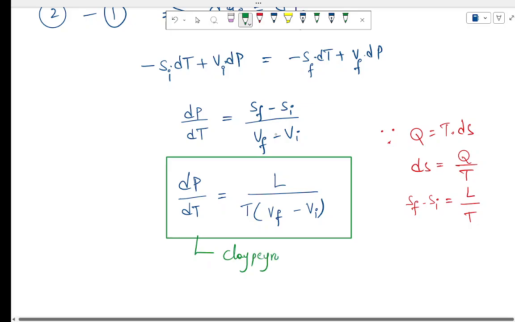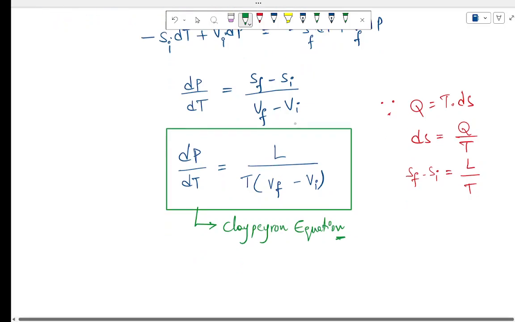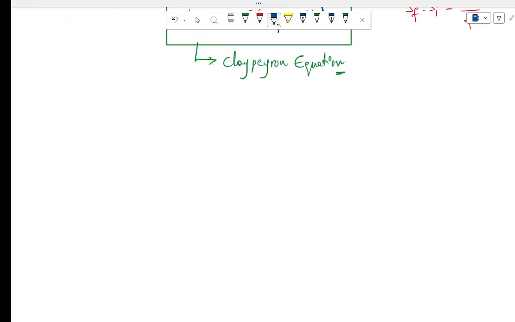So this particular expression dP by dT equal to L by T into Vf minus Vi is known as Clapeyron equation, or sometimes it is also called as Clausius-Clapeyron equation. Okay, so this is a general Clapeyron equation, and this Clapeyron equation must be written for various cases. Clapeyron equation for fusion.